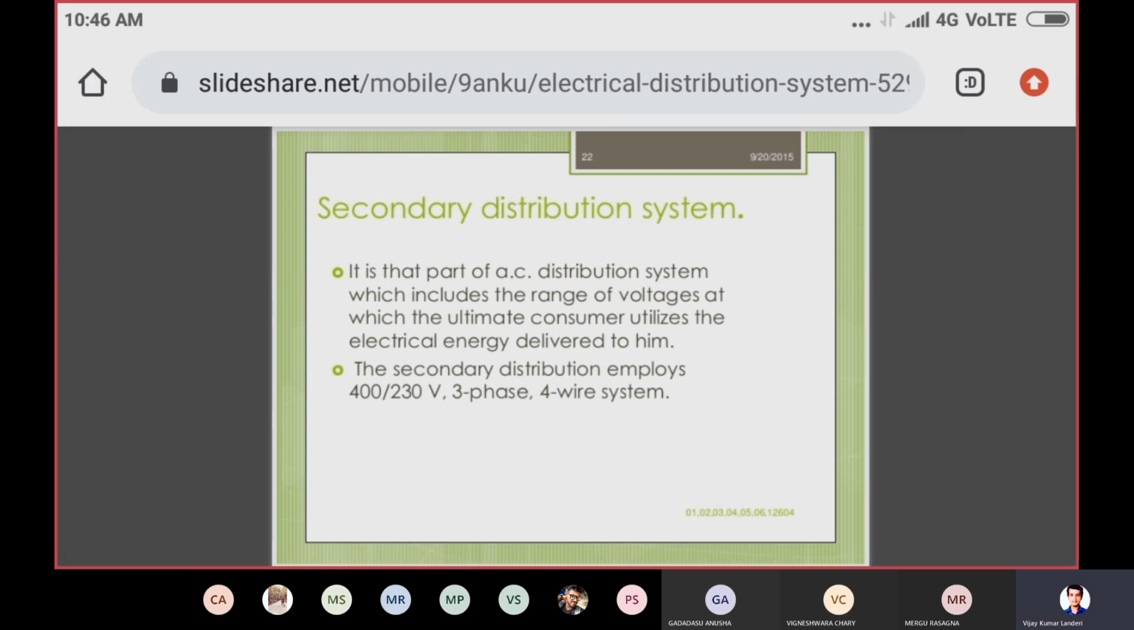Similarly, we have the secondary distribution system. This secondary distribution system is that part of the AC distribution system which includes the range of voltages at which the consumer ultimately uses the electrical energy. Whatever distribution system is being used by the consumer is called a secondary distribution system. Generally the secondary distribution system employs 400 by 230 volts voltage levels.